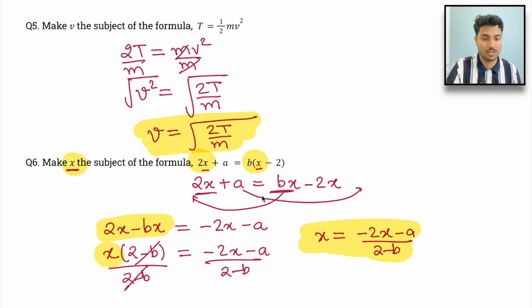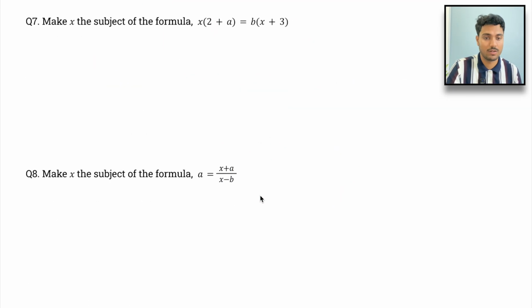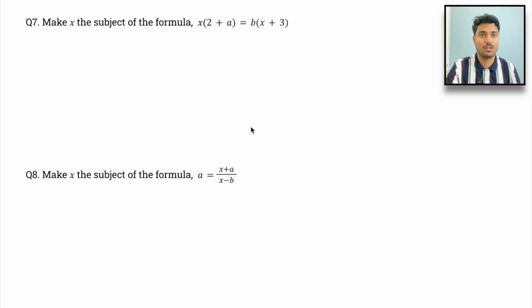Let's check question number 7. It's a similar question. You can pause the video and you can try it yourself. For now, I'll move ahead. So we have to make x the subject of the formula. So we can open the bracket first. So 2 into x plus a into x is equals to b into x plus 3 into b.